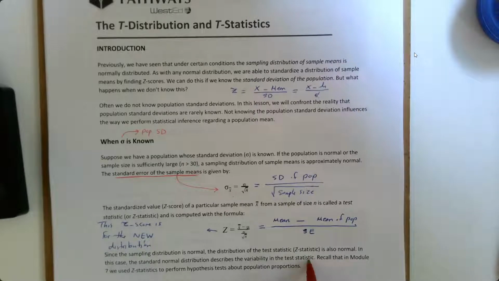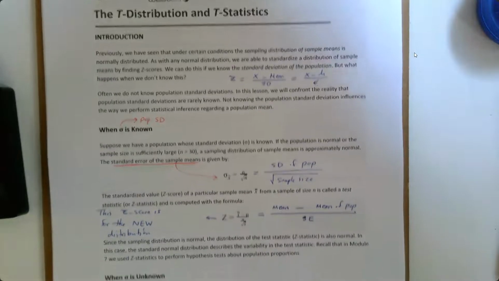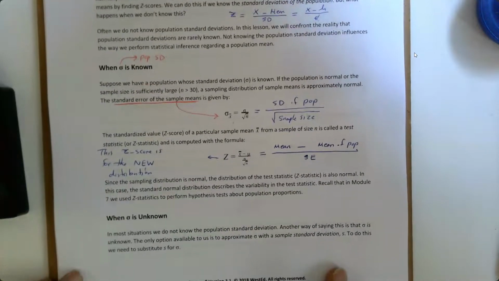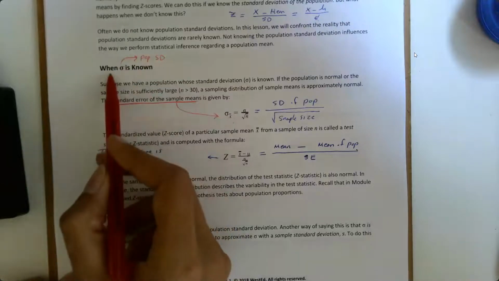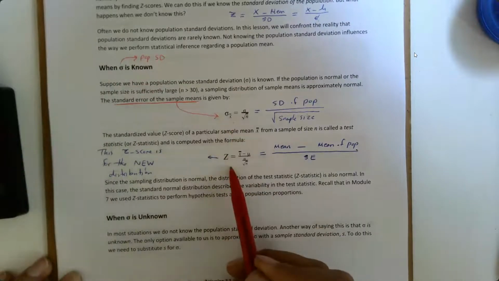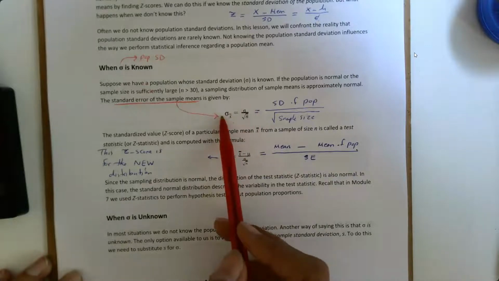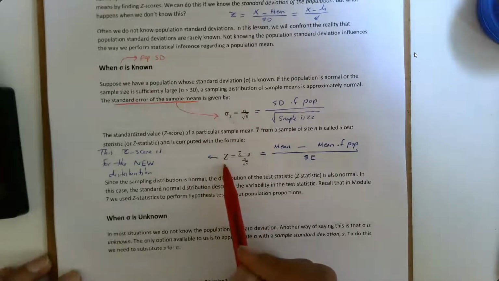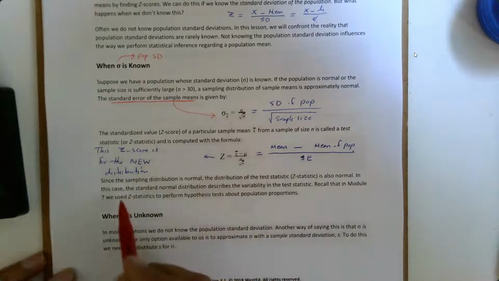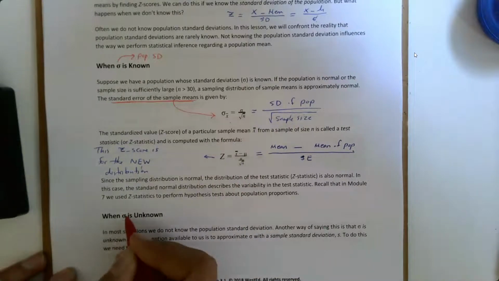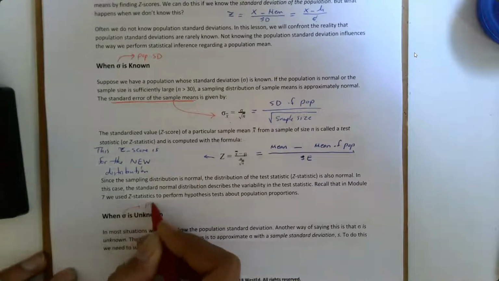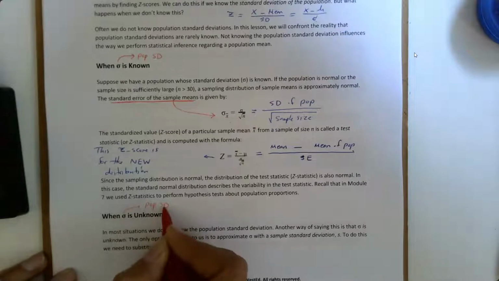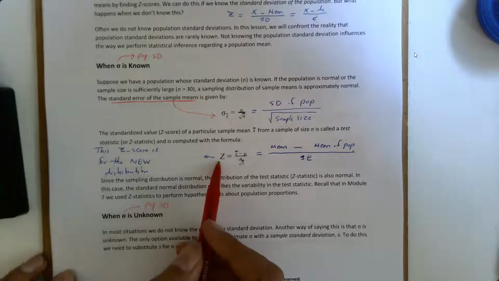Well, what if sigma is not given to us? This is our next stop. When sigma is given to us, everything is crystal clear. We can find a standard error, we can find z, but the main question is, what if sigma, or population standard deviation, is missing? Which formula are we going to use? Are we allowed to use z?